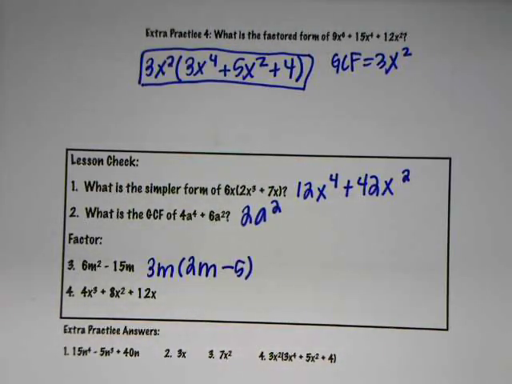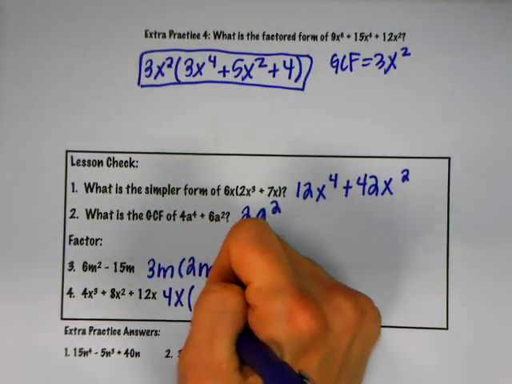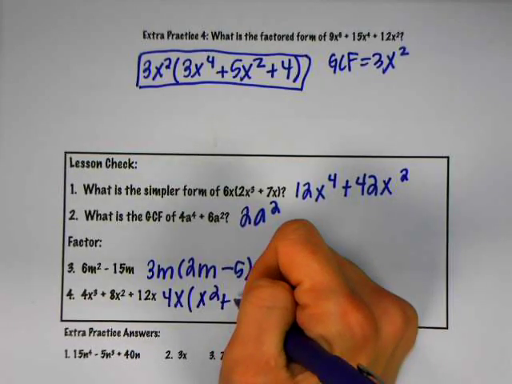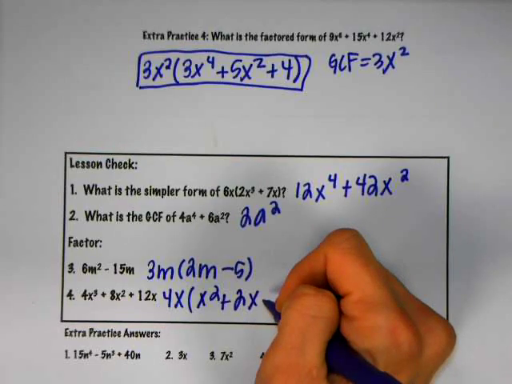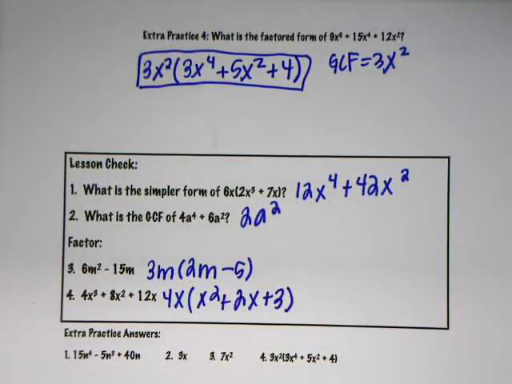Okay, and then the last one, what's the GCF? 4x. So what's left on the inside? X squared plus 4x plus 2. 2x. It's a simple mistake. Okay, we good?